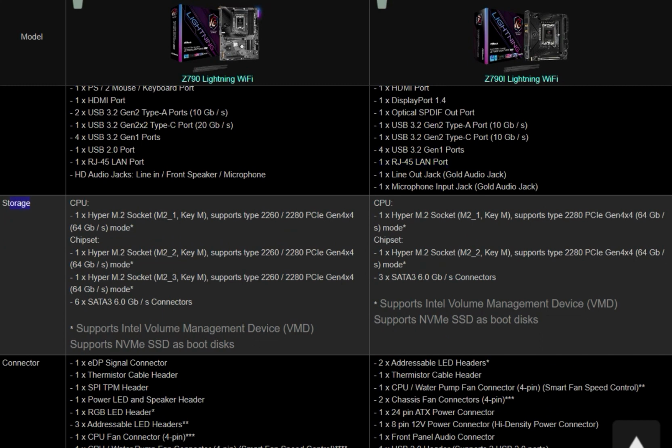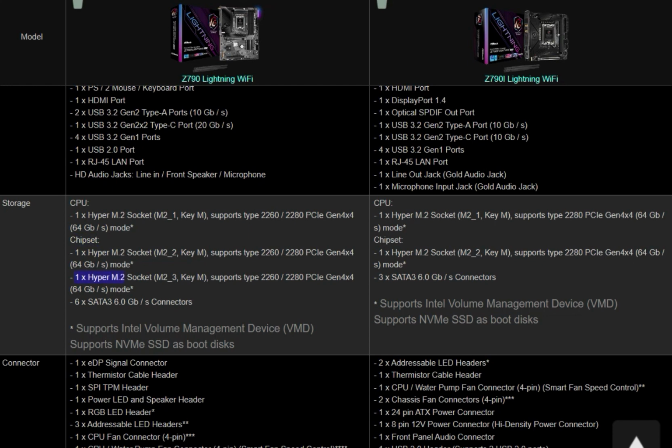This is storage for the M.2 socket, which hard disk is supported on that motherboard. Hyper M.2 socket, M key, supports type 2260, PCIe Gen 4 x4 for chipset M.2. 2280 PCIe 4x4 for the chipset. Okay, so one Hyper M.2, same version.